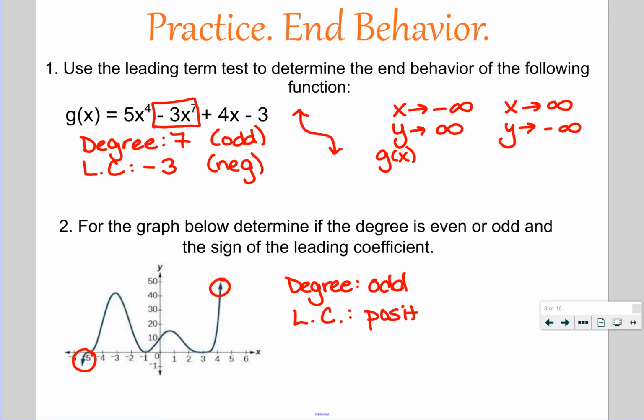And if you're not sure about those until you really have the 4 cases down, you can always look back to that chart that said degree even or odd, leading coefficient positive or negative, and figure out which of the 4 cases you're looking at. Or if you have the graph, find which one matches which case, and then use that to work backwards and figure out the degree and the leading coefficient.